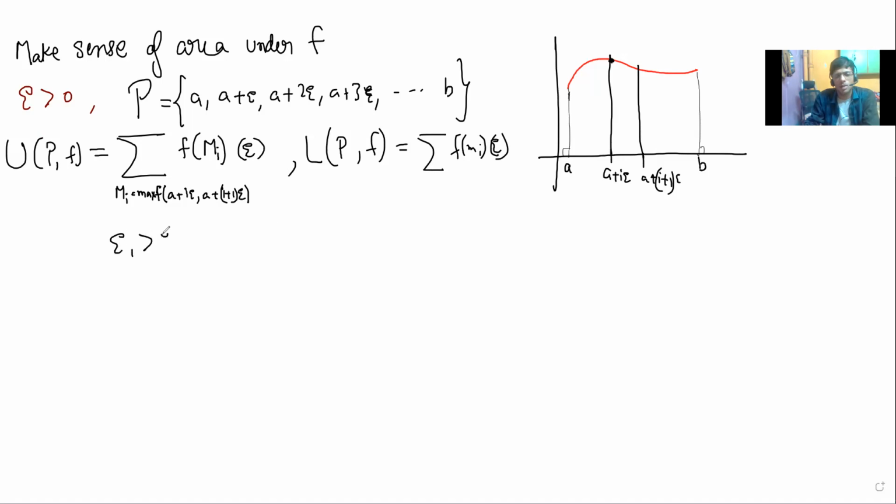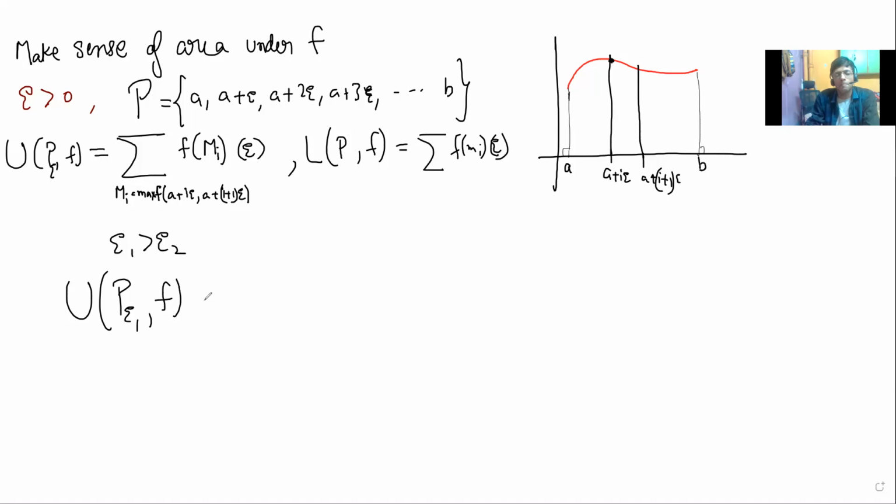So if epsilon 1 is bigger than epsilon 2, then we know that U of P. Yes, that's a mistake I made, right? I should maybe put epsilon here. So I'll put epsilon 1 here, the partition corresponding to epsilon 1. Not such a good notation. So let's call this P of epsilon here only. Then it's better notation. It's not about U, it's about the partition. So we have U of P of epsilon 1, f, right?